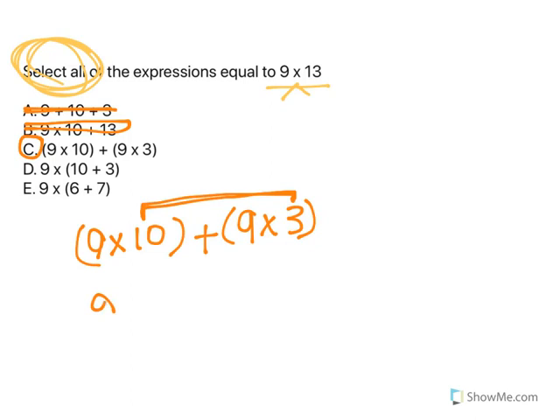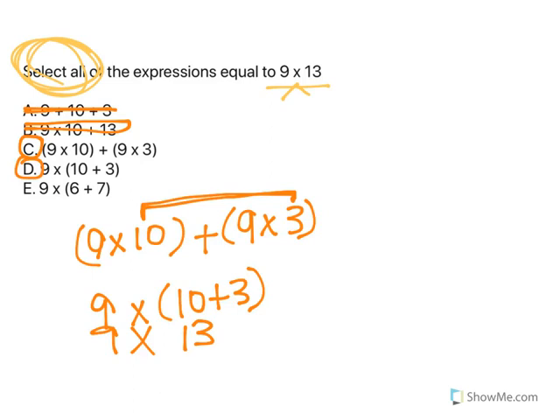Right? And then if we look at D, we have 9 times, and then 10 plus 3 in parentheses. So again, if we think about PEMDAS, we have to do our parentheses first before we can do our multiplication. Sorry, getting ahead of myself. 10 plus 3 equals 13. So then look at that, it's 9 times 13.